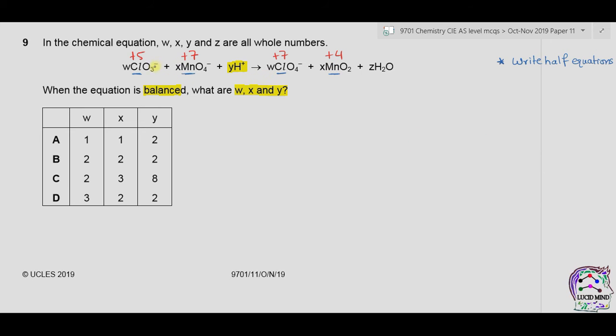Now we can write the half equations. As we can see that Cl is moving from +5 to +7. So oxidation has taken place, while Mn has moved from +7 to +4. So reduction has taken place. So the oxidation equation will be like this: ClO3 negative converts into ClO4 negative. Second half equation is MnO4 negative. It converts to MnO2.